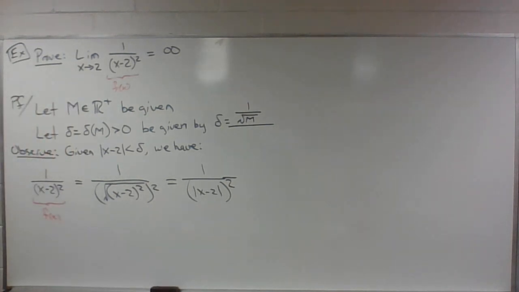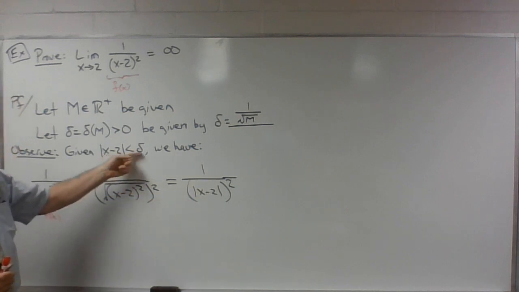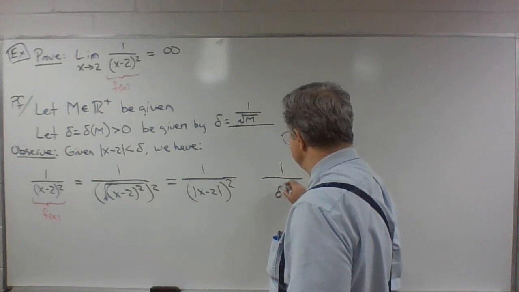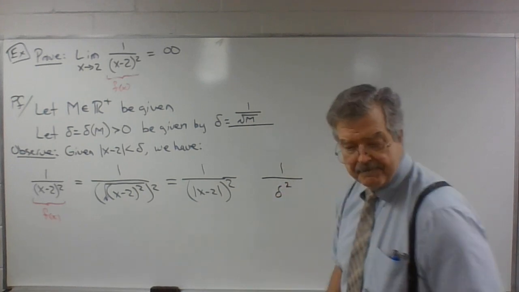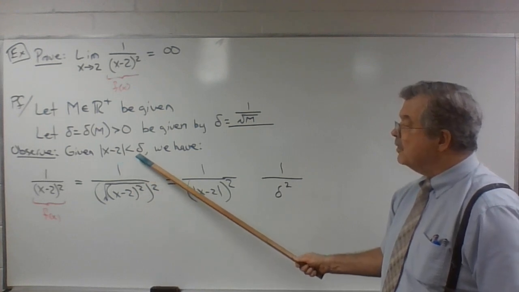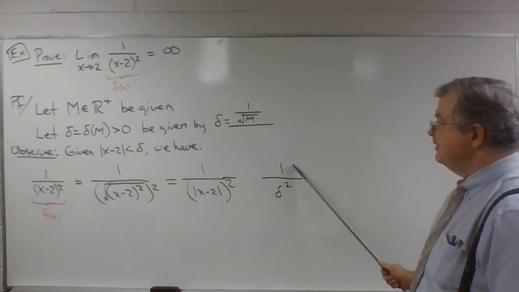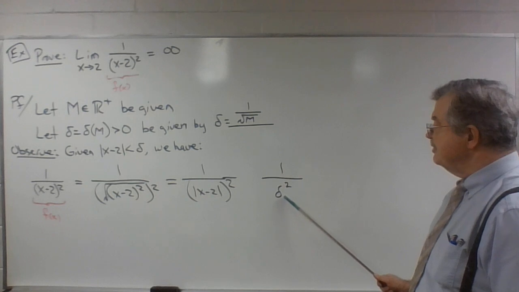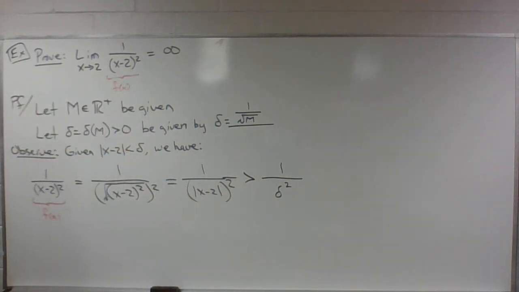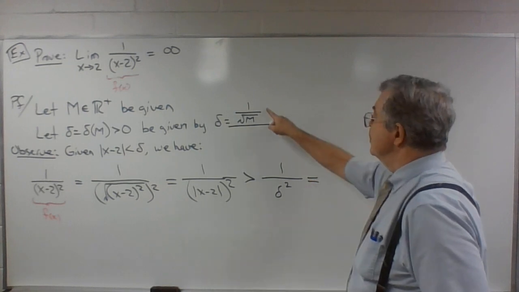Okay. Now, we have something involving absolute value of x minus 2. But x minus 2 is related to delta. So I'm going to compare this with 1 over delta squared. And remember, delta is larger than absolute value of x minus 2. So delta squared is larger than absolute value of x minus 2 squared. We have two quotients. The numerators are the same. This is the larger of the two denominators, so the quotient will be smaller. And now I'll just take what delta is equal to, 1 over square root of m.